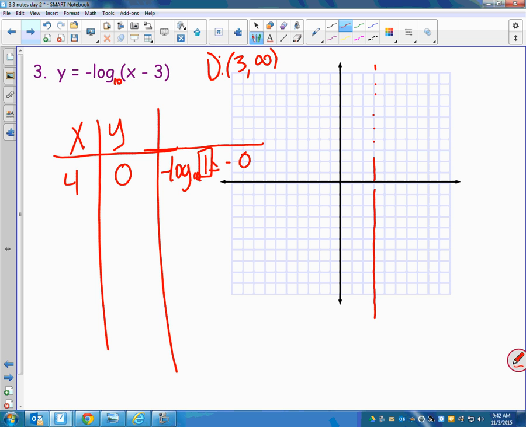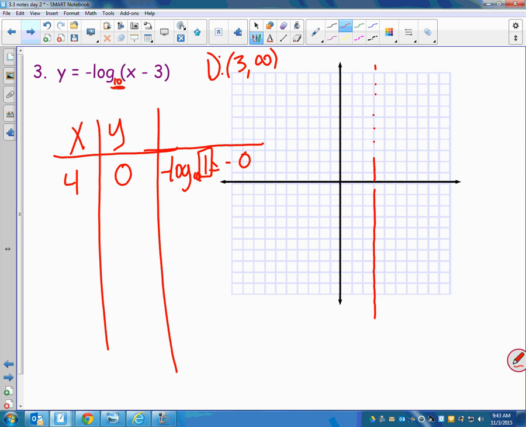Yes, find numbers that give you easy answers, meaning numbers that give you powers of 10, right? What's the power of 10 that we know? 1,000. I don't want to pick 1,000. What's this? 10 to the second is 100, right? So we could do that. I don't really want to graph that, but we could.